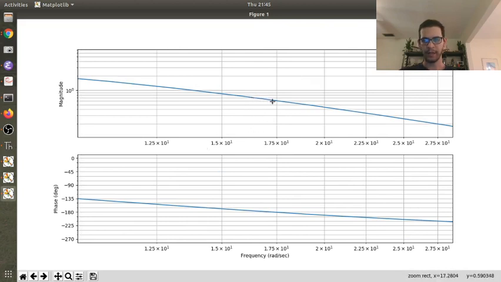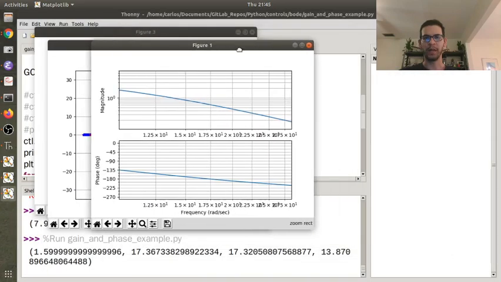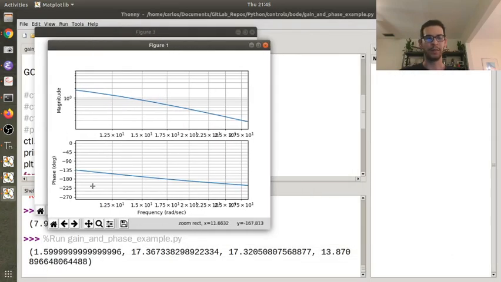But if you come up here now, let's zoom in. 17.23 is about here. Now, look at my y-axis, it's 0.6. So what's 1 divided by 0.6? Apparently, 1 divided by 0.6 is 1.6. What this is telling me is that at 17.3 radians per second, I've got a gain margin of 1.6. So if my gain is 1.6 or higher, I'm unstable.